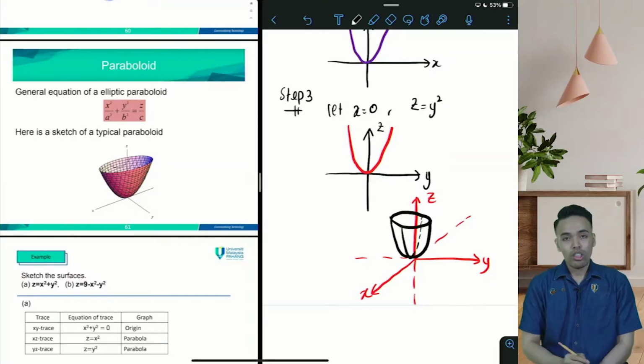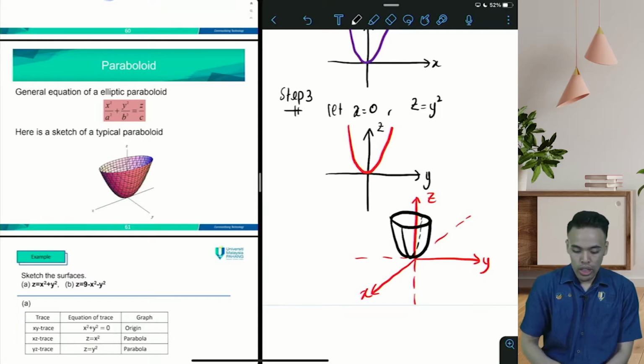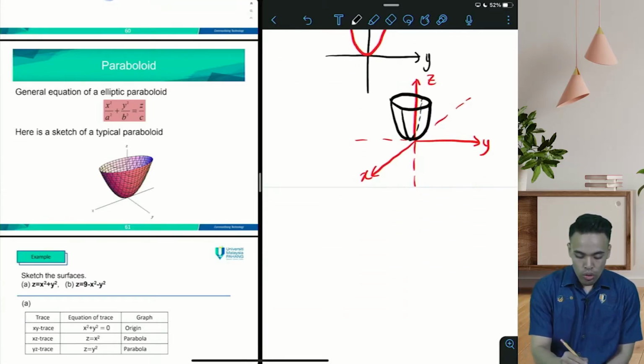So this is your paraboloid. You will see that this paraboloid will be traced along variable z. Reason being, z is the subject of your equation. My next question to you, what will happen if you have y is equal to x squared plus z squared?